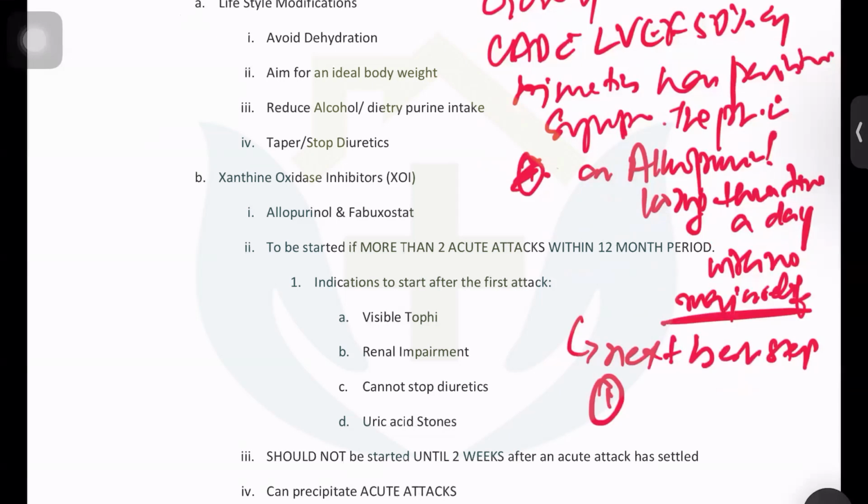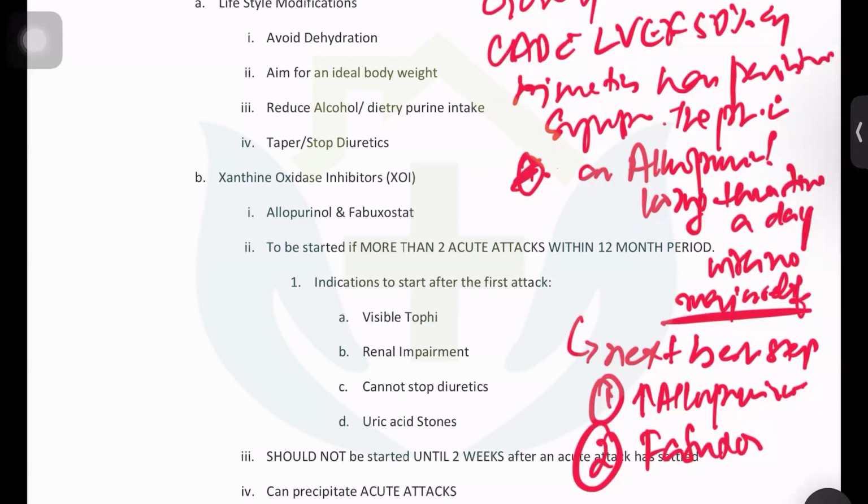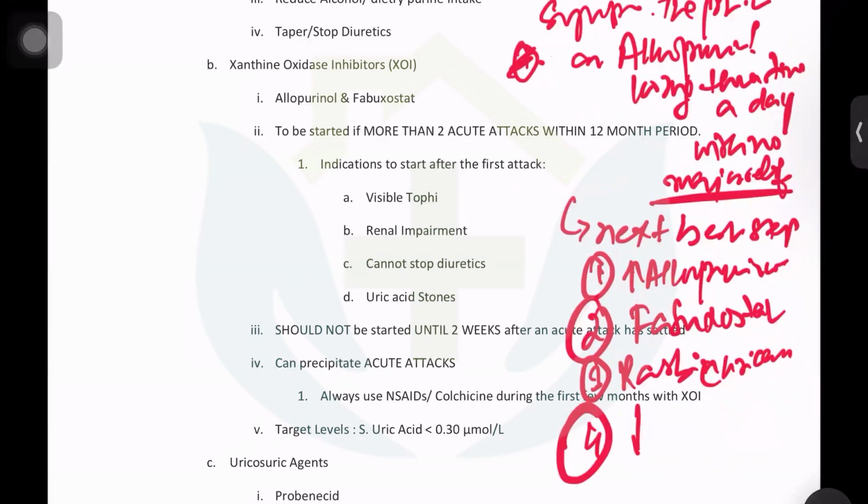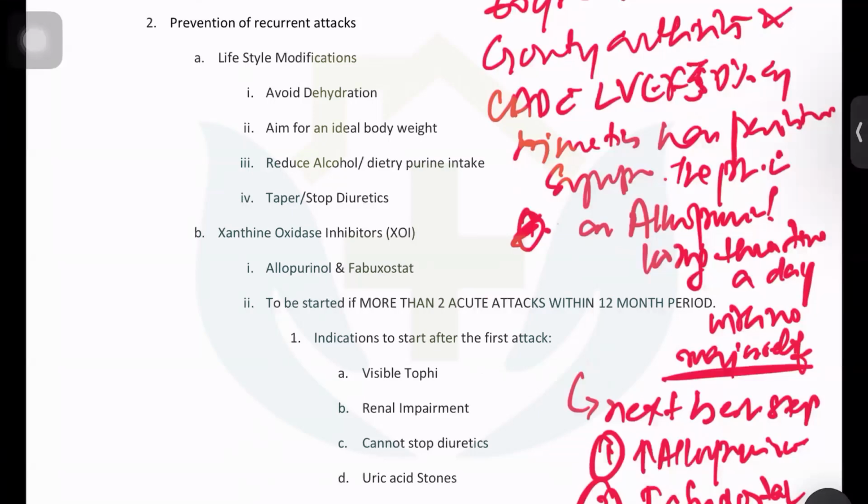Number one, increase the dose of allopurinol. Number two, shift to febuxostat. Number three, give rasburicase. Number four, decrease diuretics. Number five, intralesional steroids. The EF is around 30%.